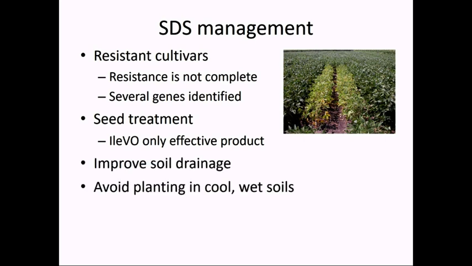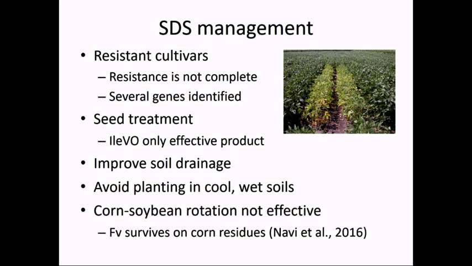There are a couple of cultural things we can do. Improving soil drainage always helps because we want to keep those soils well drained to reduce infection. Avoiding planting in cool, wet soils also can help, but growers are limited in when they can plant. If they're ready to plant, they just have to do it sometimes. So it's a little challenging for growers there.